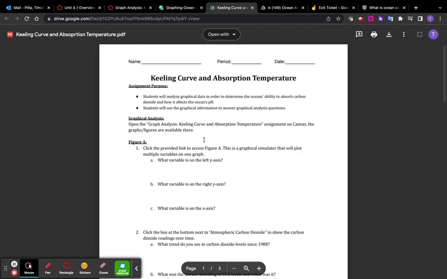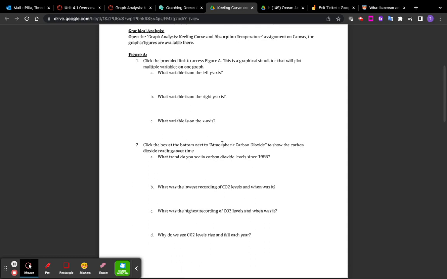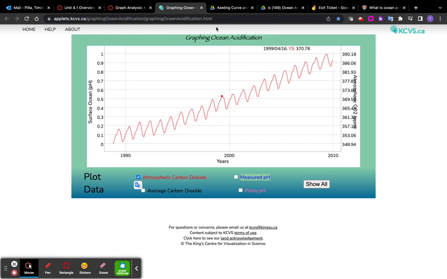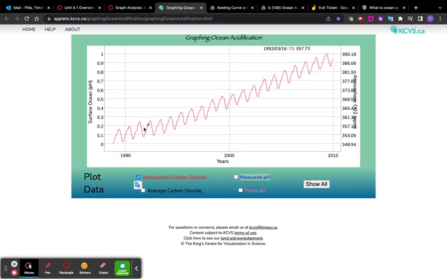So the directions tell us first, we answer those questions. Then at the bottom, click atmospheric carbon dioxide to show it. And you simply just click it. Boom. And then I ask you a bunch of questions. You can scroll over, and if you look up over here, it'll tell you the dates and the months of when that is. So we start at 1988. It ends at 2009.